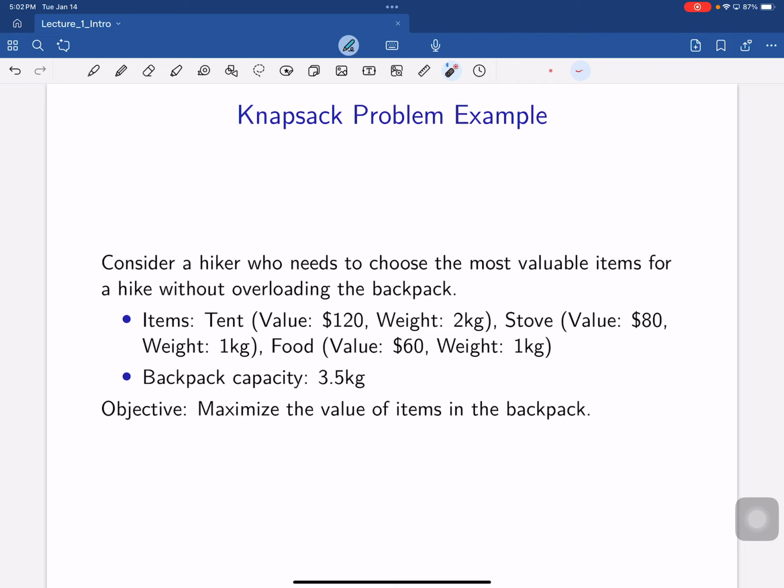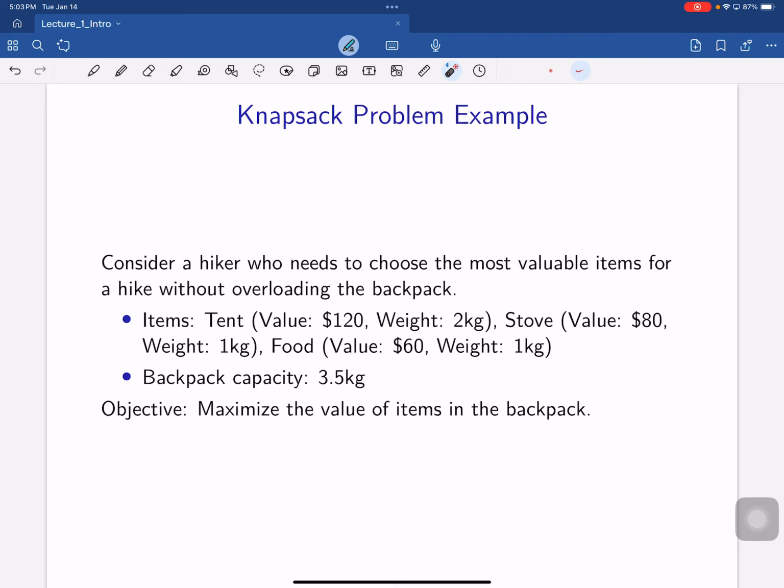So the objective is to maximize the value of items in the backpack. Each of these items has a specific dollar value, and you want to maximize the value in the backpack. Instead of dollar values, you can also assign them other arbitrary values, maybe how important that item is for you, rather than the dollar value.